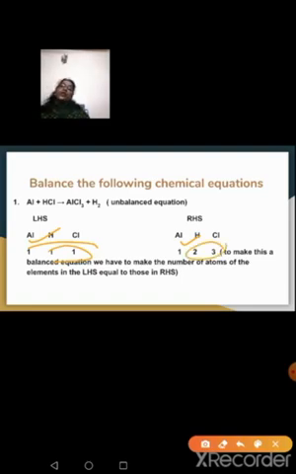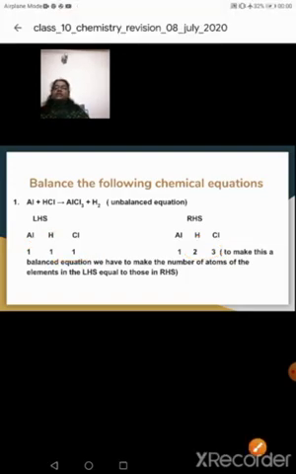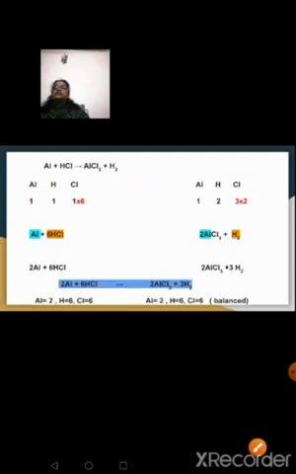What should I do to make them equal? I've already taught you, whenever you have to balance a chemical equation, you have to put the number as a coefficient. You cannot write it in the subscript, whatever number you want. So whenever I use a coefficient, that number belongs to the entire elements present in the compound. Okay, so now let's see how to balance this chemical equation. See here, I've written again, aluminium is 1, hydrogen is 1, chlorine is 3 on your right hand side and 1 on the left hand side.